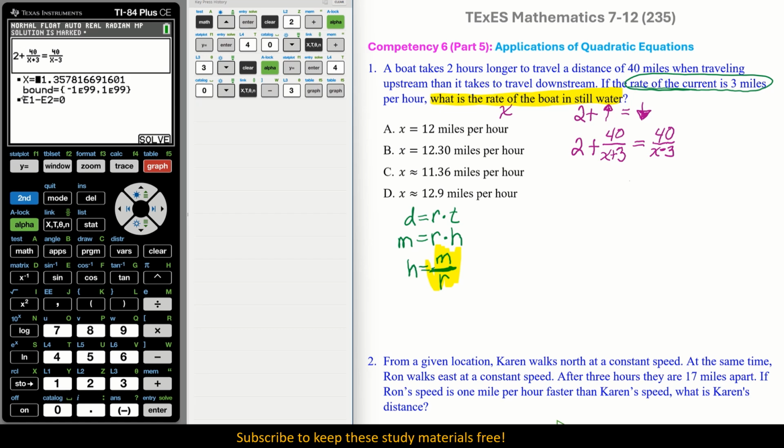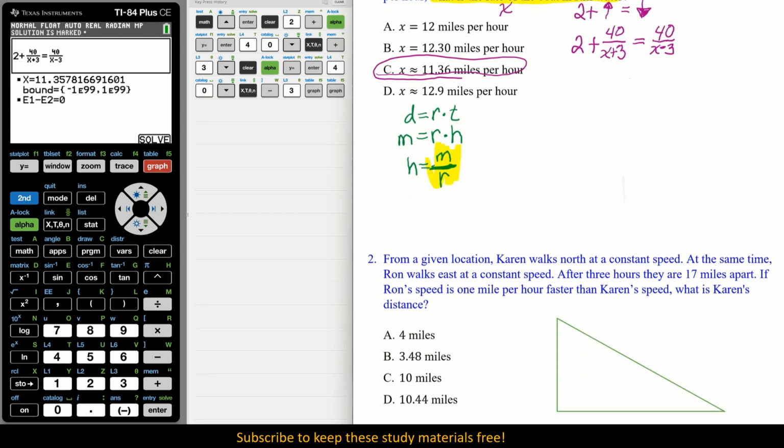So now what you see is it took those two equations and it puts them equal to 0. It does a solving for us and it gives us a valid solution for x, which is 11.36 rounded miles per hour. Okay. All right, let's move on to number 2.